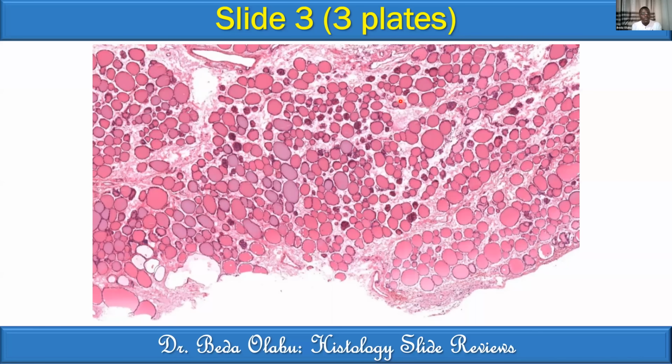I'm good. At the first slide, I can see it is encapsulated. The stroma, so it is encapsulated. And then I can also see small follicles of varying sizes. Okay, very good.